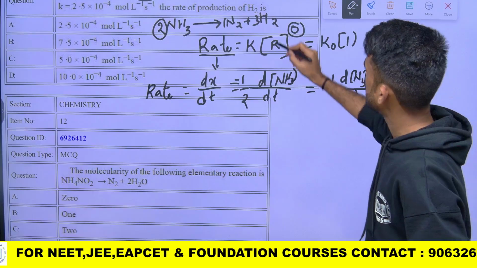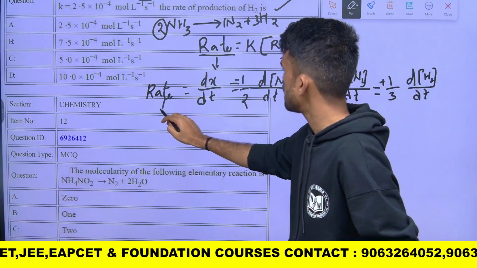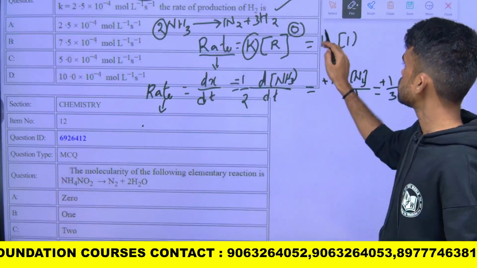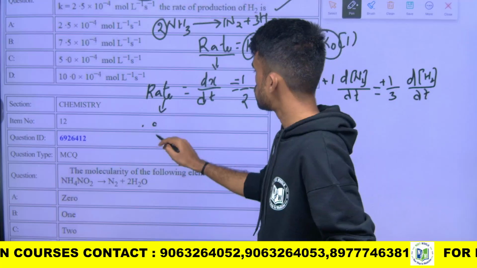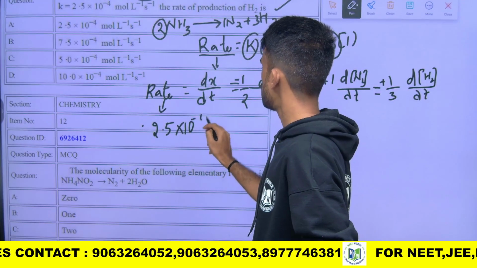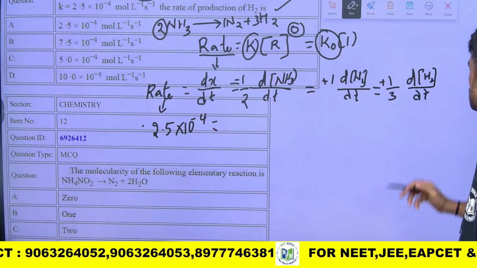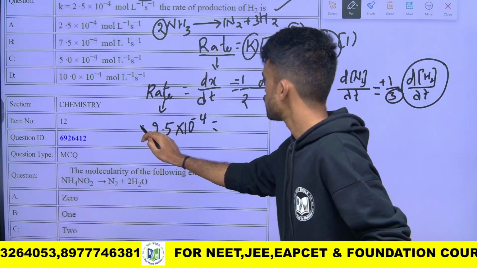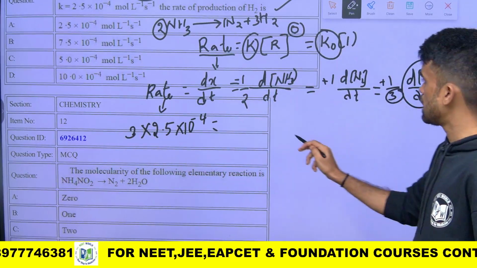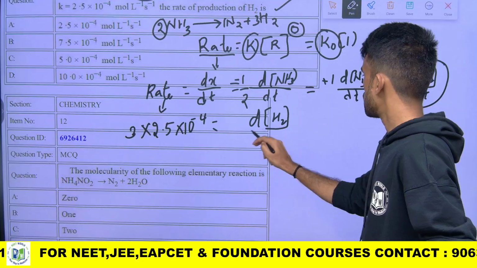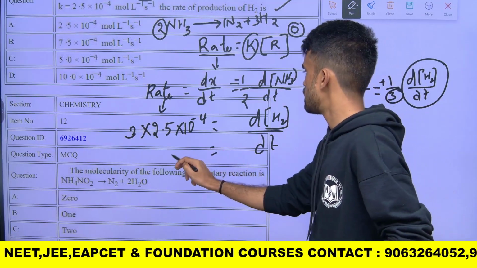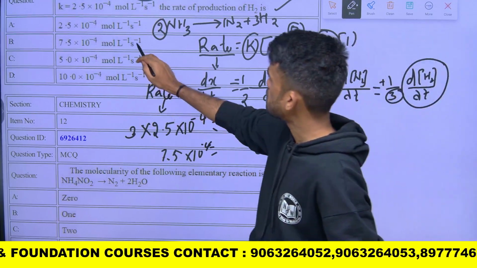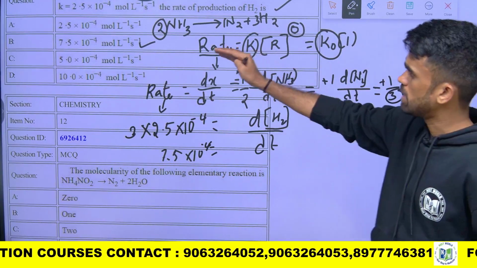So what is the rate of production of H2 they are asking? What is the rate they have given here? The rate constant, how much have they given? See, rate equals K naught, so I am directly taking that value. 2.5 into 10 power minus 4 equals the rate of production of H2. This is the value they are asking. If I multiply this by 3, it will give dH2 by dt. So we got our answer, that is 7.5 into 10 power minus 4. We have option number 2 in that form, right? So that is our answer for this question.